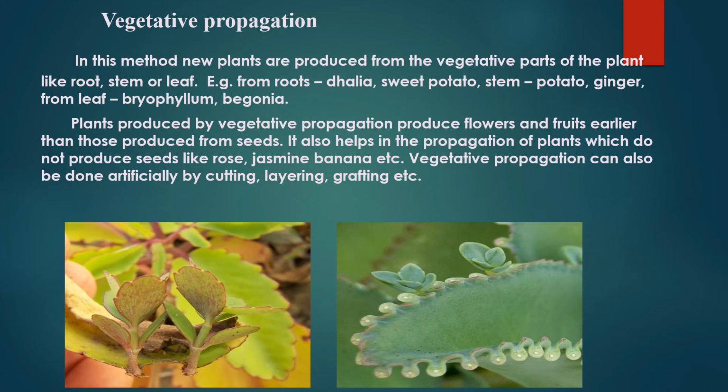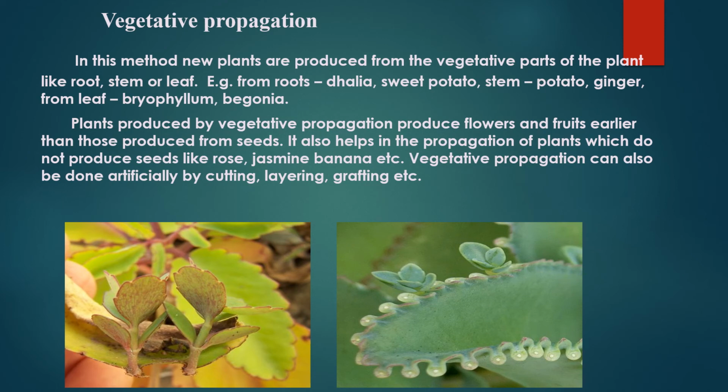Similarly, we have natural methods of vegetative propagation from root, stem, or leaf. Roots, you have examples, dahlia, sweet potato. In stem, you have potato, ginger. From leaf, you have Bryophyllum and Begonia. These are naturally occurring vegetative propagation in nature.